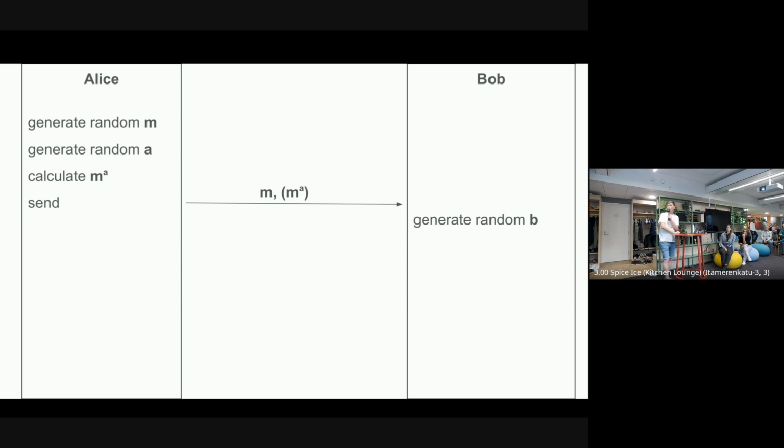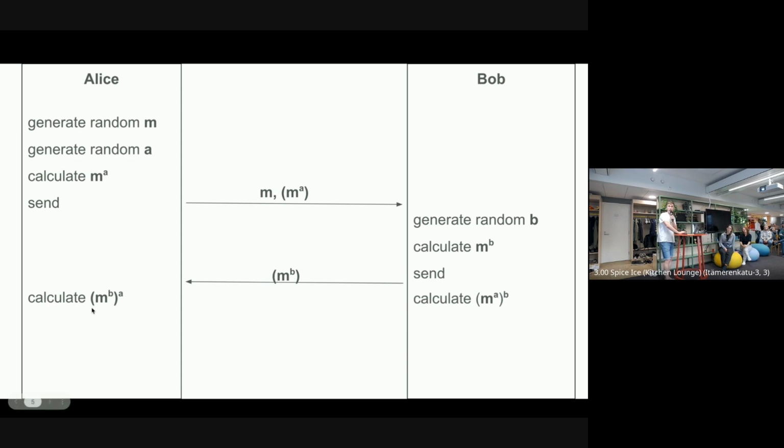Now, Bob knows m because it was sent to him. He generates a b. It's a random number, and it's very secret as well. He also can calculate and raise m to the power of b, and then send it back. So now Bob knows what m to the power of a is, and Alice knows what m to the power of b is, right?